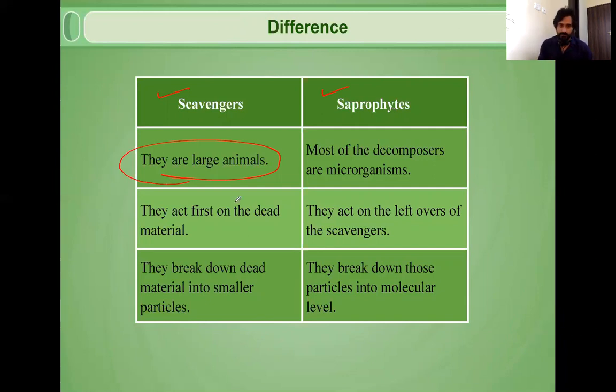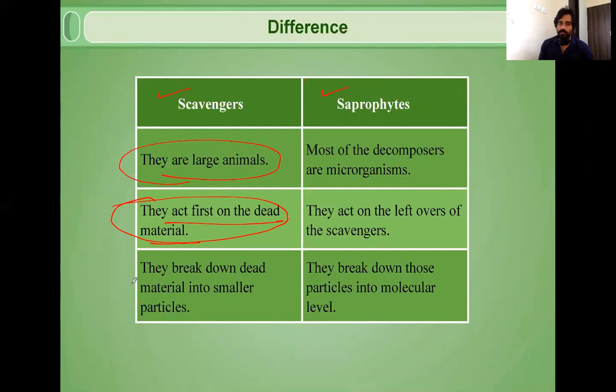Okay, they act first on the dead material. Whatever the dead material, they act on that. And these saprophytes also act on dead material, but they can also act when scavengers have left some of the things. So these bacteria can degrade the whole leftover flesh from scavengers.